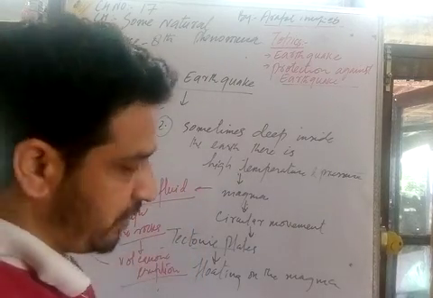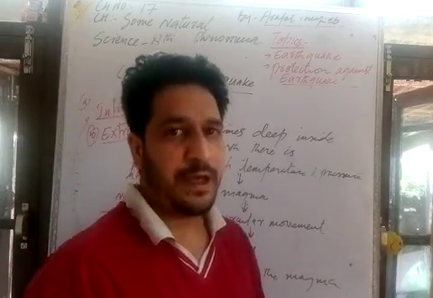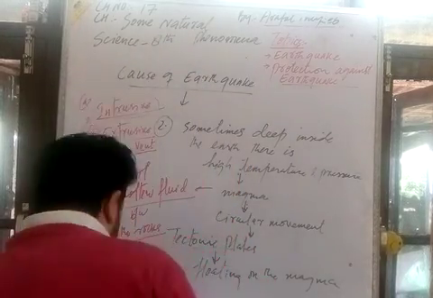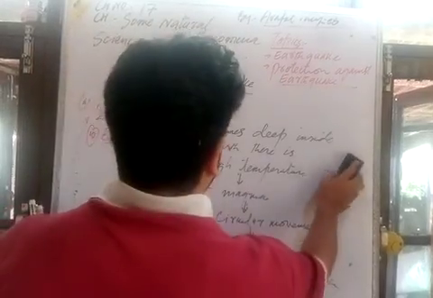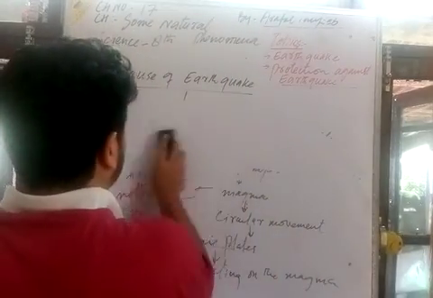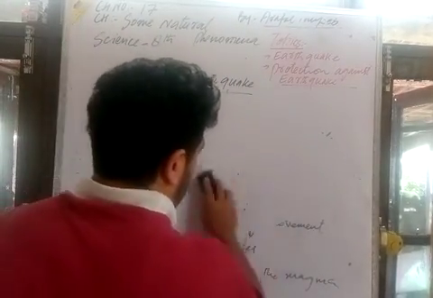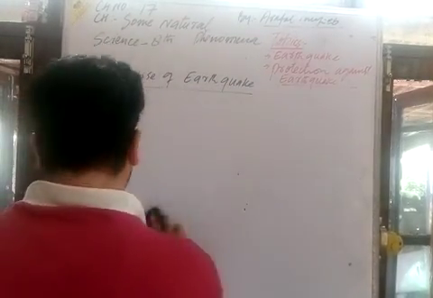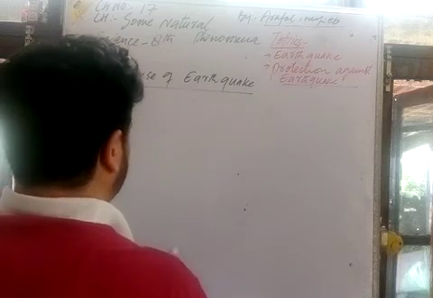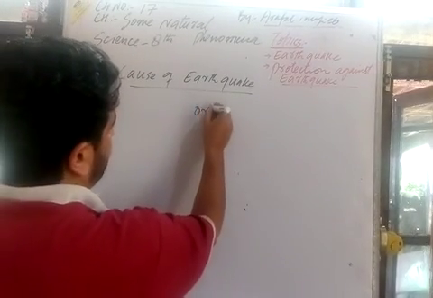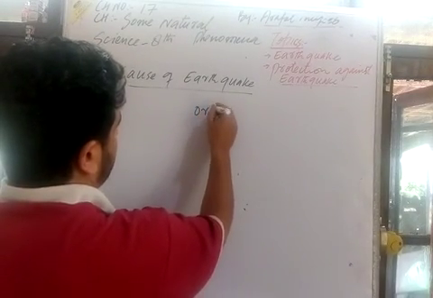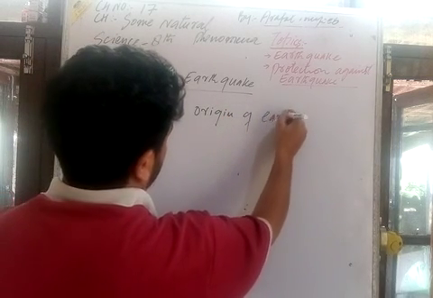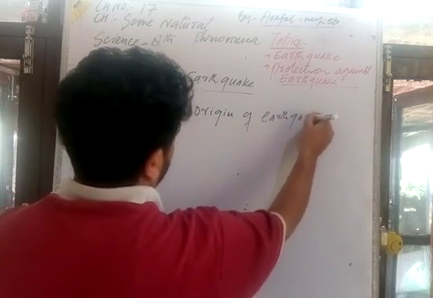That means volcanic eruption also plays a role in causing the earthquake. Then here is what we can talk about now: the origin of the earthquake, where its origin takes place, how it originates.